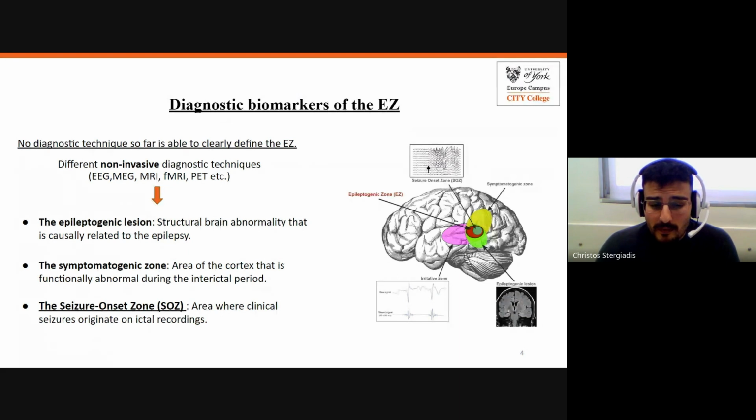Up until now, the most prominent area, the most prominent biomarker, as we say, in epilepsy for the epileptogenic zone is the seizure onset zone. We take the EEG and we see where the seizure started, because we can visualize the seizures in the EEG. So we say, okay, this is where the seizure started, so this is probably the area responsible for the epilepsy for this patient. And this is what we need to take out of the brain. However, it's not that simple.